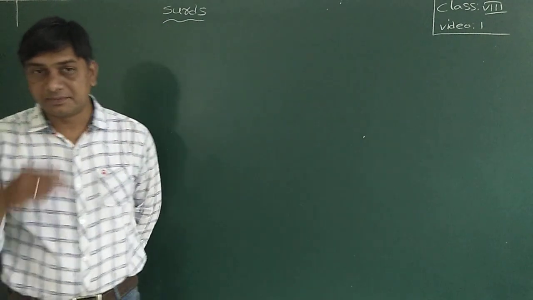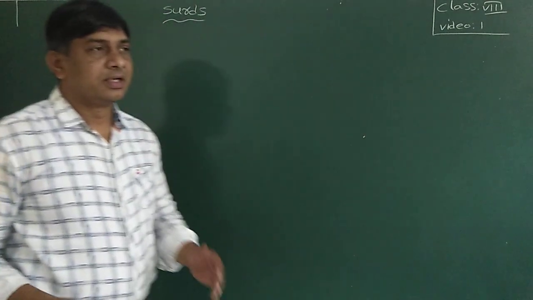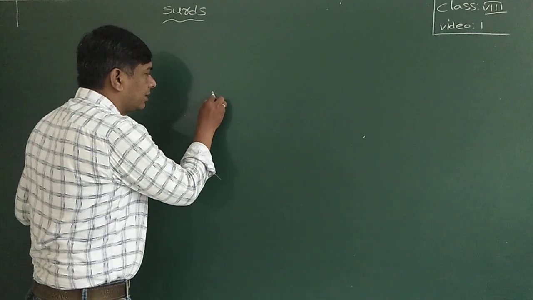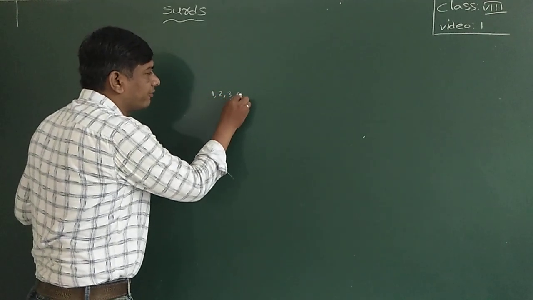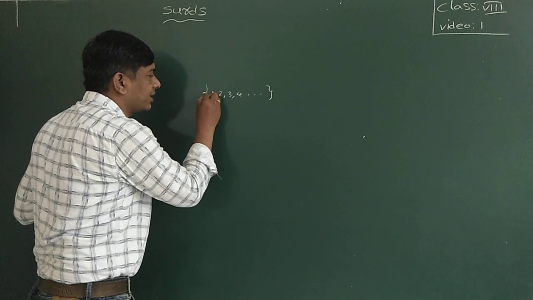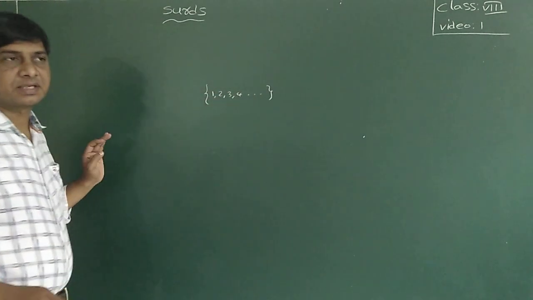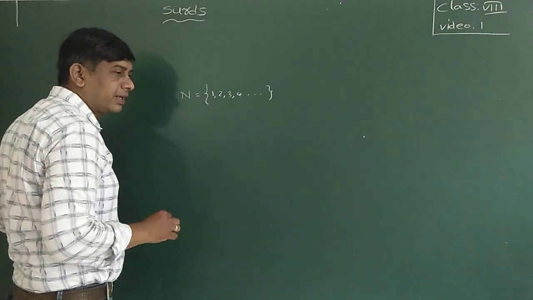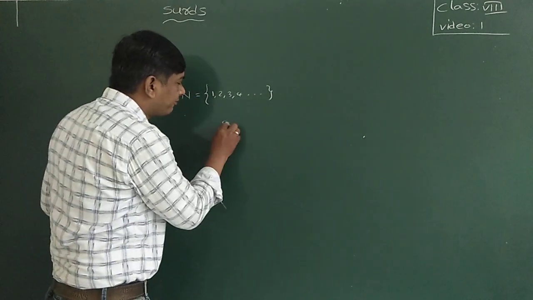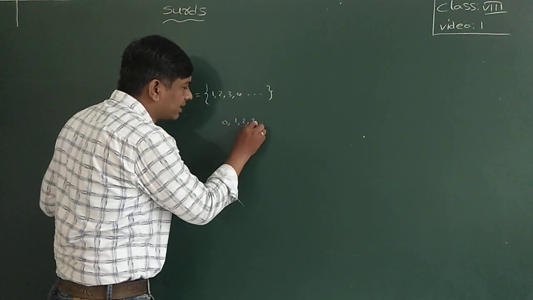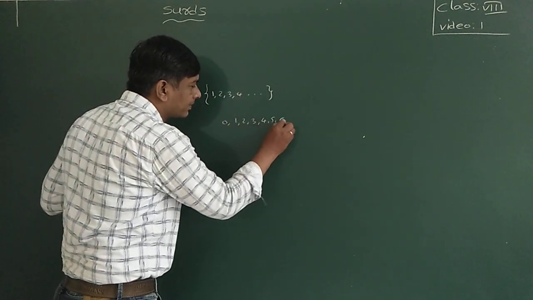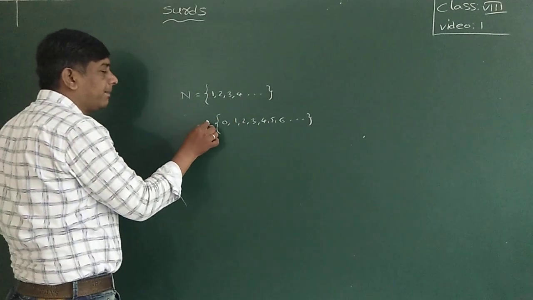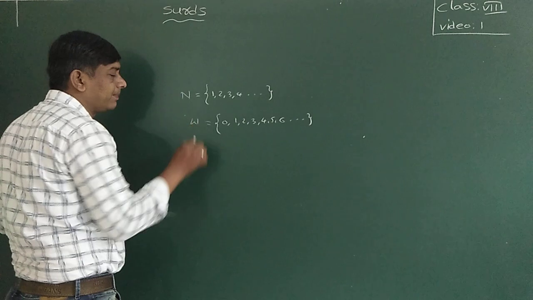First, before I start the surd, everyone knows numbers. The counting numbers 1, 2, 3, 4 and so on are called natural numbers, and the natural number set is denoted with N. If we include 0 to these natural numbers, then the obtained numbers are called whole numbers, and the whole number set is denoted with W.